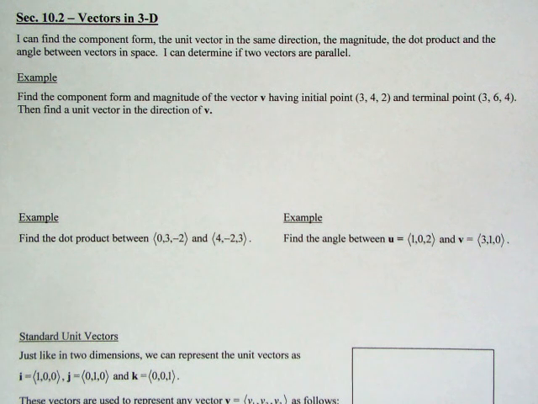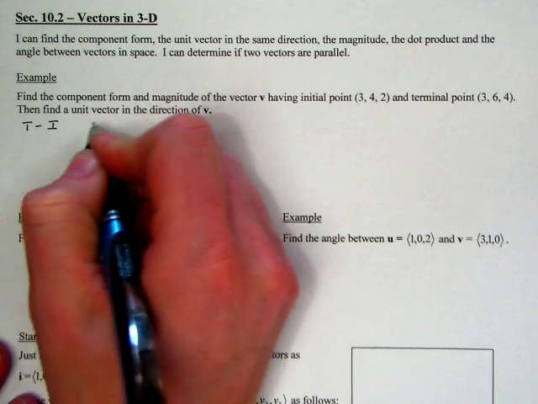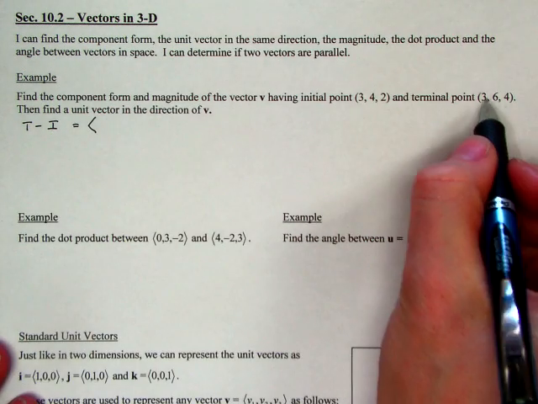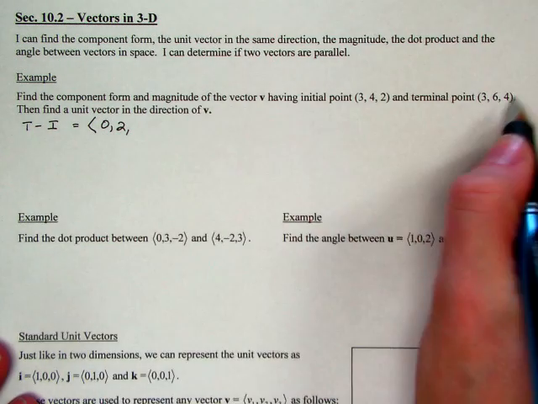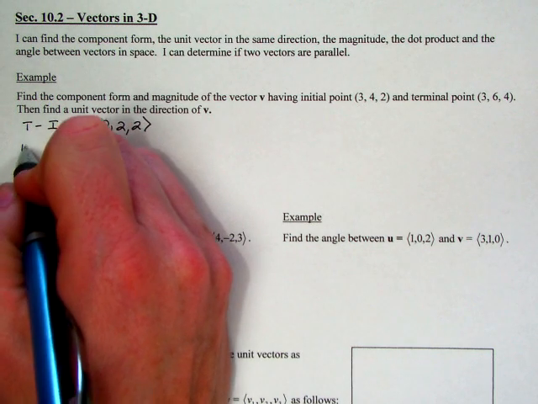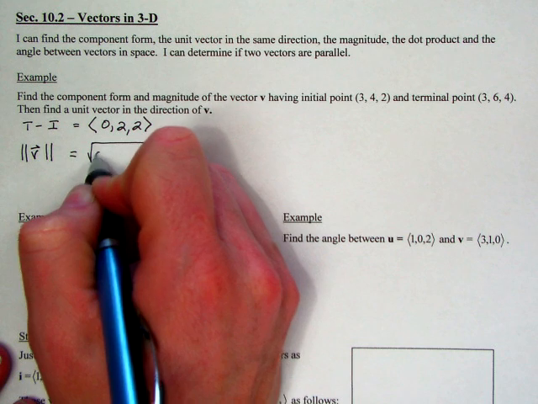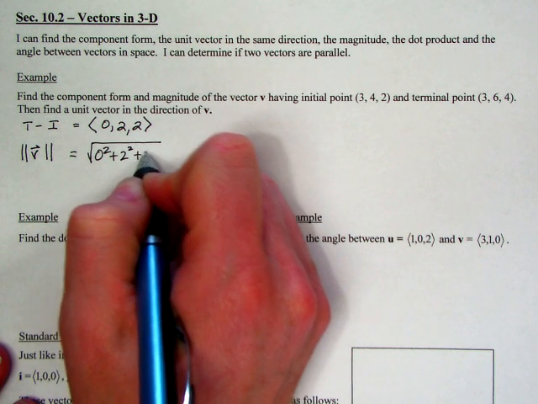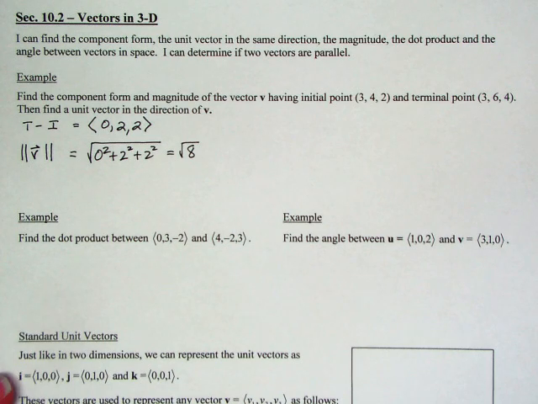So the first one says, can you find component form and magnitude of the vector v having initial point and terminal point? In order to find component form, we have to do terminal minus initial. So we're going to take our ending point and subtract the beginning one. So 3 minus 3 would give me a 0, 6 minus 4 would give me 2, and 4 minus 2 would give me 2. So that's my component form. To find the magnitude, which would be our magnitude double bar, I'm going to square each of them and then square root. So 0 squared plus 2 squared plus 2 squared gives me a square root of 8. And you're totally fine leaving the square root of 8. You don't have to break that down.